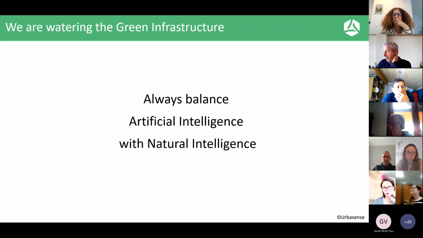So that will be my conclusion. You always have to balance the artificial intelligence. So it's the integrated watering systems. It's artificial intelligence. And how will you decide to open it? It's with natural intelligence. You have to take the information from nature to give the right decision.